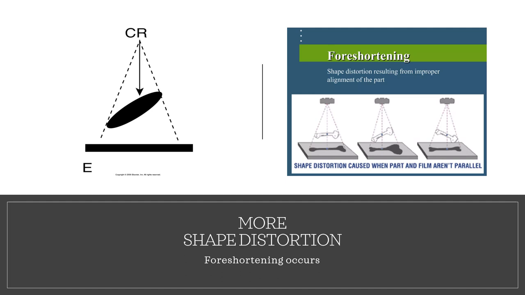Foreshortening occurs when one structure axis appears disproportionately shorter on the projection than the opposite axis. Foreshortening occurs when the CR and IR are perpendicular to each other, but the part is inclined. Image E. The greater the incline, the greater will be the foreshortening. Tilt the part. The mandible is a good example of when it can be used as an advantage. Tilt and extend the chin and head.